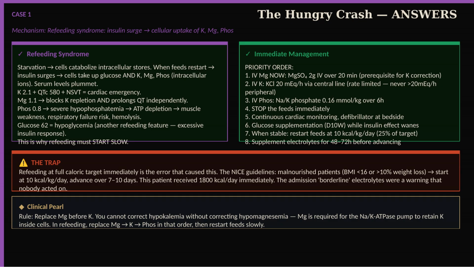The trap was the very thing the dietitian wanted to continue: full calories immediately. The NICE guidance is clear. In the severely malnourished, start at 10 calories per kilo and advance over 7 to 10 days. Those borderline admission electrolytes weren't reassuring. They were the warning shot nobody answered. And the pearl, the rule for the whole episode: replace magnesium before potassium. Without magnesium, the sodium-potassium pump can't hold potassium in the cell, and your replacement just pours out in the urine.